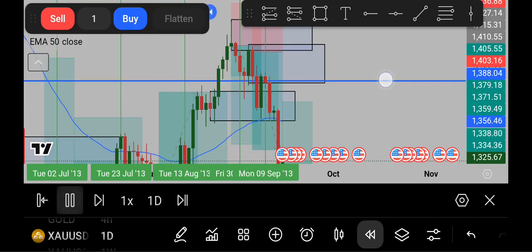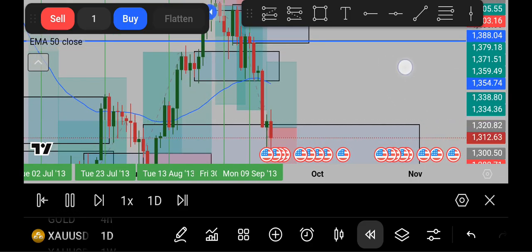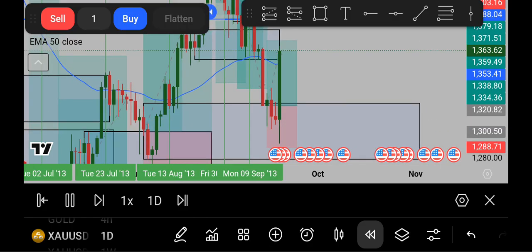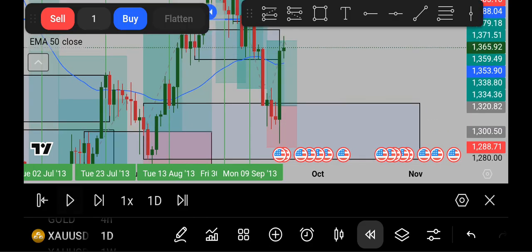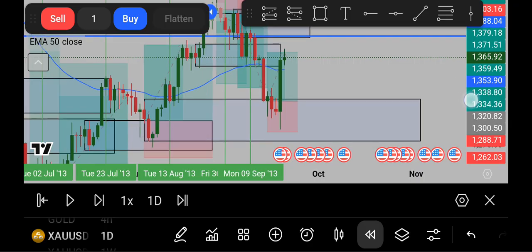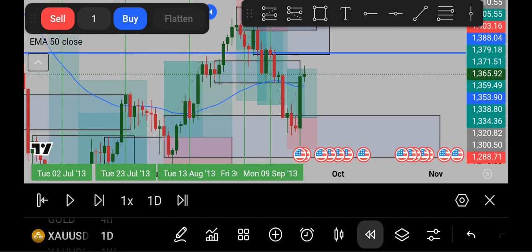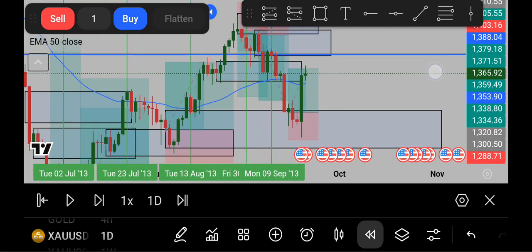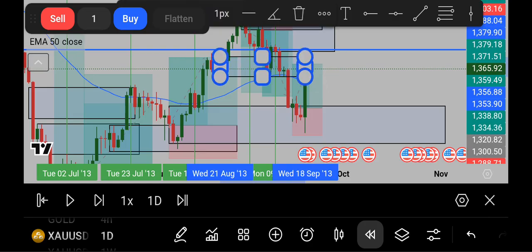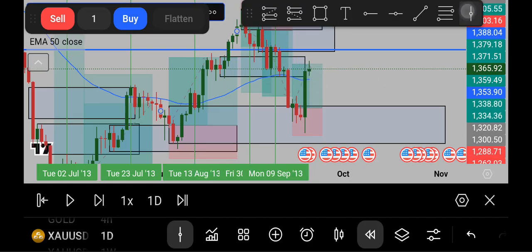So let's see how the market will go. It came to retest. Now boom. What do we see? Boom. What does the market do? It hit our TP one more time again. Now we mark it with what? With a yellow number.